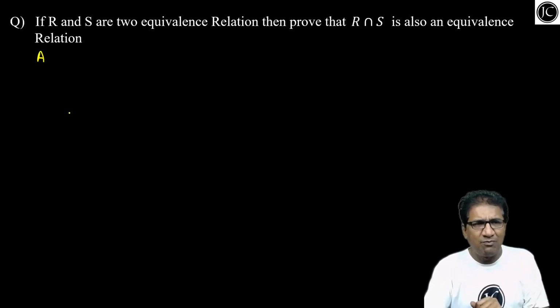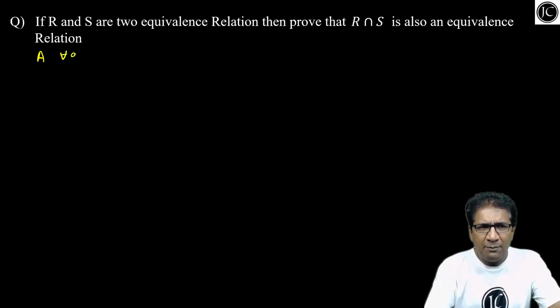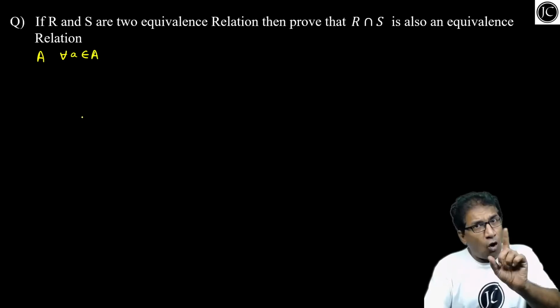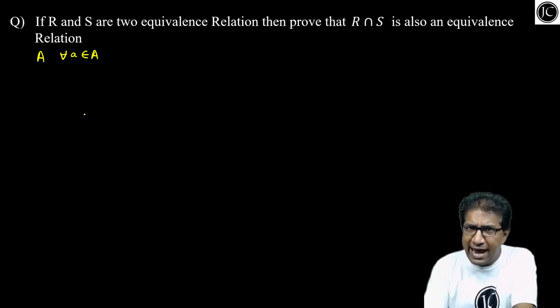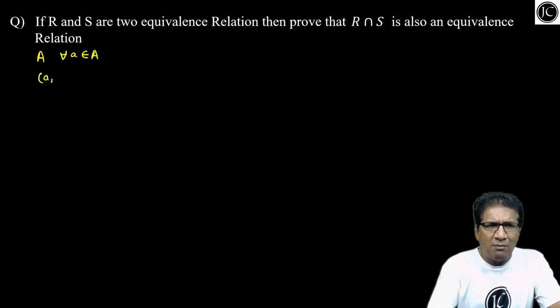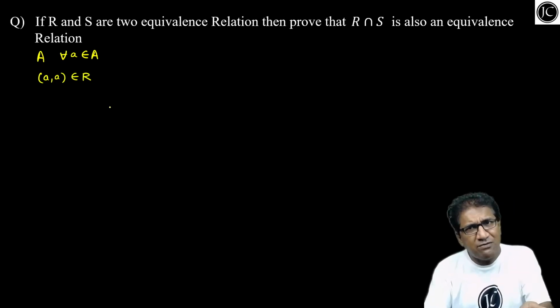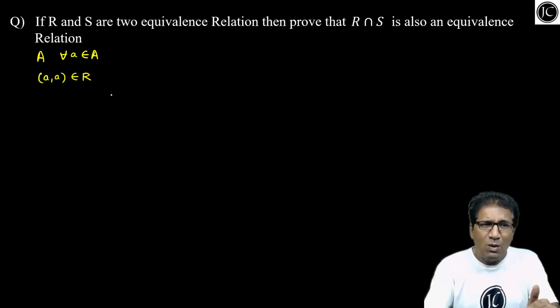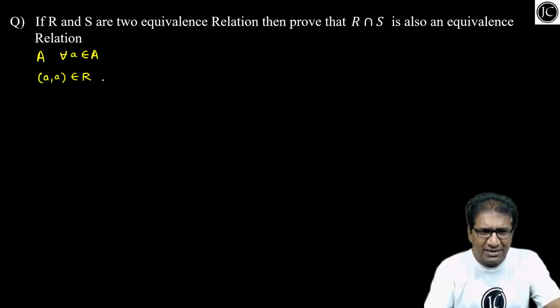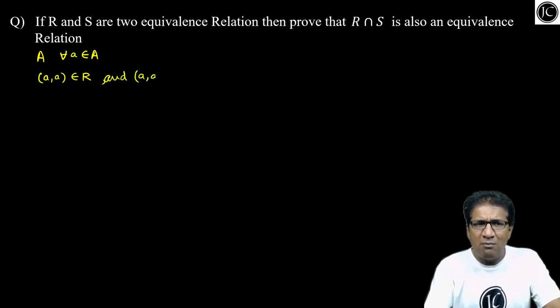Now, as R is an equivalence relation, it means that it is reflexive, symmetric, as well as transitive, both R and S. Now, for all A belongs to capital A, A comma A must belong to R. Why? Because R is reflexive. As it is an equivalence relation, it means that R is reflexive as well as S is also reflexive. It means A comma A belongs to R and A comma A belongs to S also.